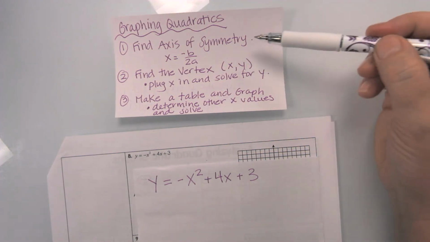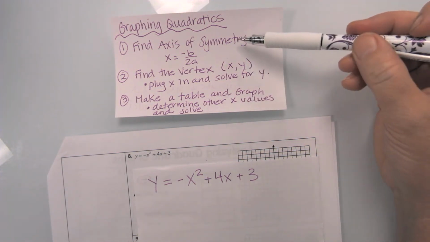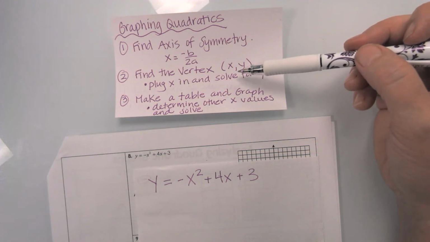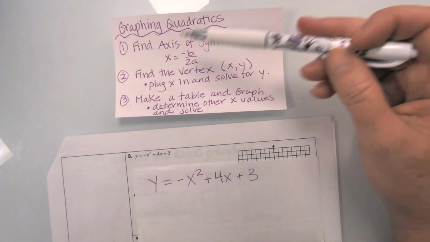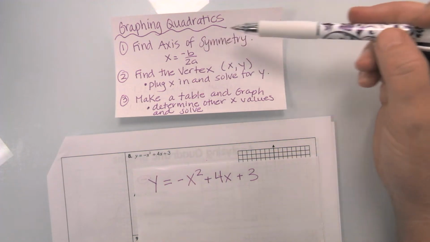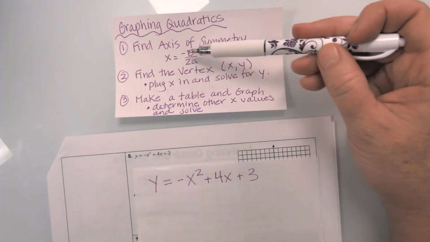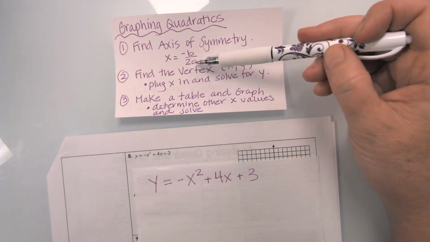Now this does take 3 different steps, so watch the video for the step that you need, and if you need to pause and practice, then go ahead and do that. Now the first step that we will take is we will find the axis of symmetry. We will use the formula x equals negative b divided by 2a.